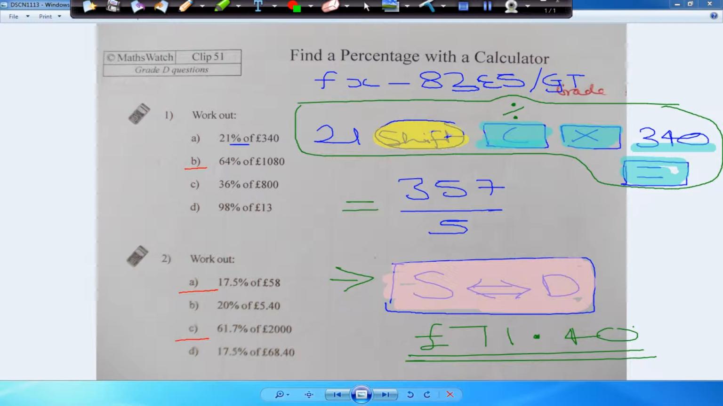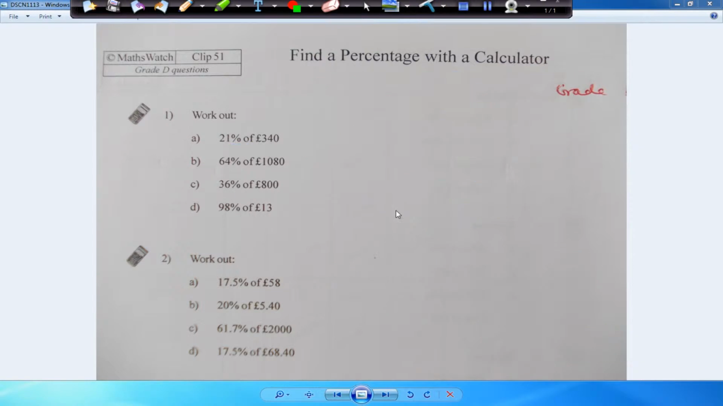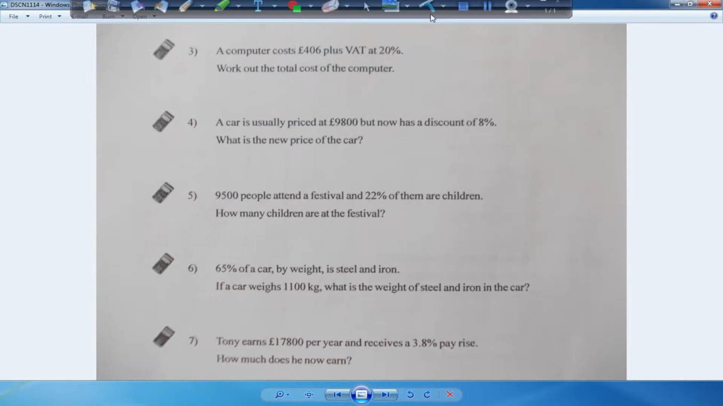Okay, excellent. I'm just going to clear this now, and we're going to move up. Okay. There we go. Are we doing question number 3 now? Let's move on to this question. Let's do them nice and quickly. Question number 3. Here we go. A computer costs £406. Let's make this a bit bigger.